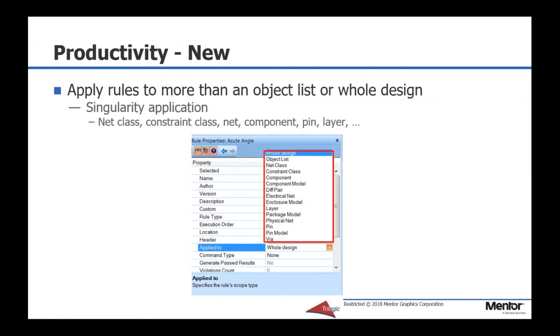Another improvement for usability, we can apply rules to more than just the object list. In the past, HyperLynx DRC would default to running a rule on the entire design, and then you would have to use the pull-downs to target an object list. Now you can target directly all the net classes and constraint classes and everything in this list, all the data lists that are read in automatically. This allows the user to get up and running more quickly.